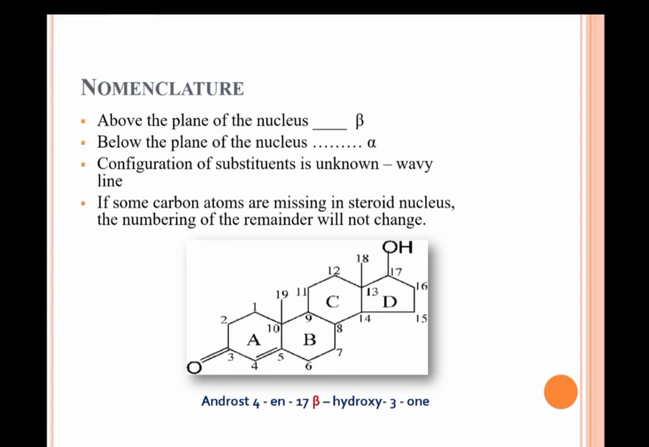Let's see the example given here. Here the hydroxy group is attached above the plane and represented by a solid thick line. Therefore, the nomenclature is andros-4-en-17 beta-hydroxy-3-one.